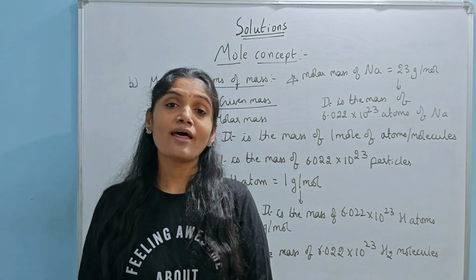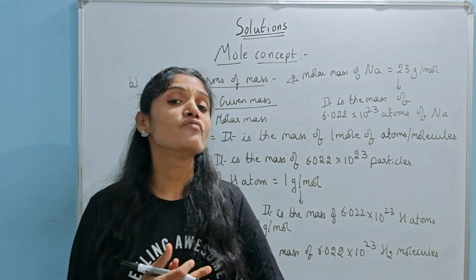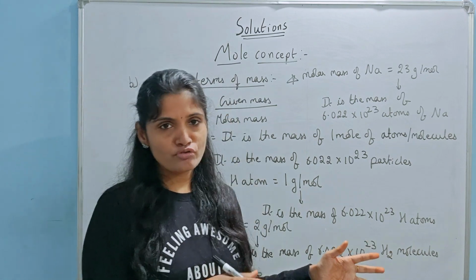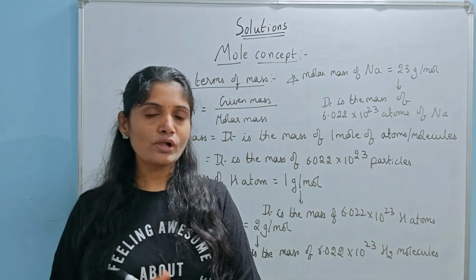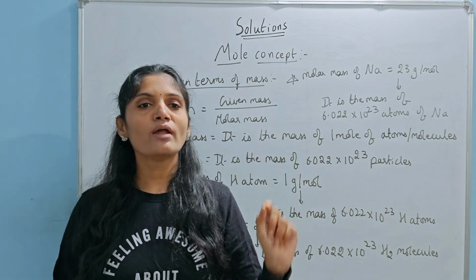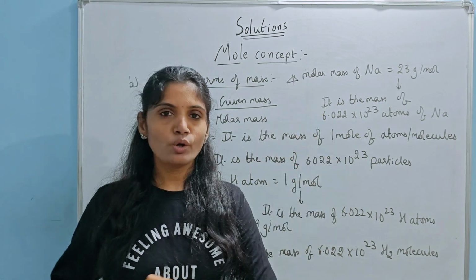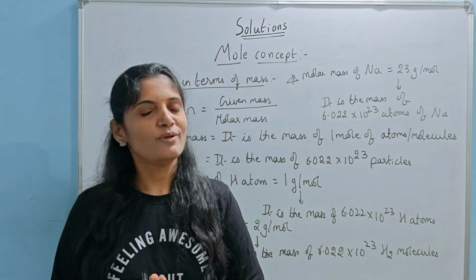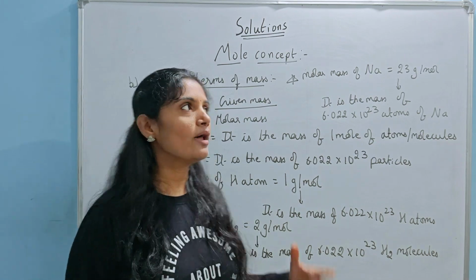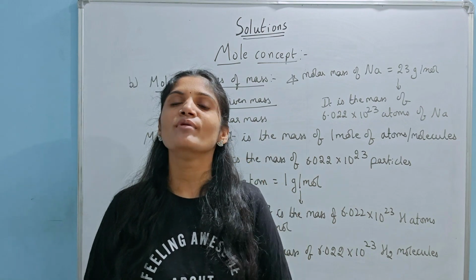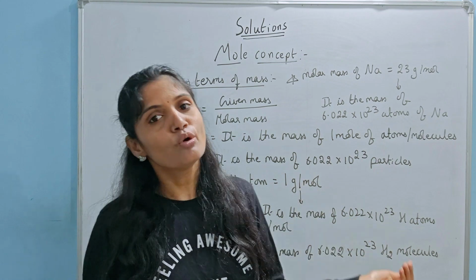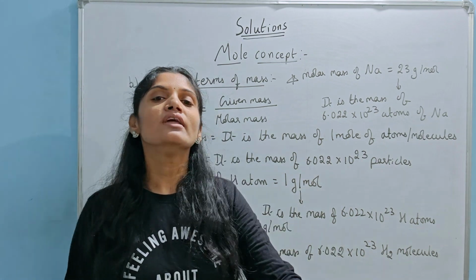You should be knowing the molar mass of at least the first 30 elements in the periodic table, from hydrogen to zinc. As a grade 12 child, you should be knowing the molar masses from atomic number 1 to atomic number 30. So please learn them, so that when you start doing the numericals in concentration terms, it will be very easy for you.